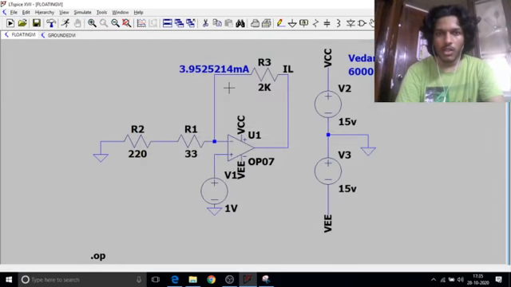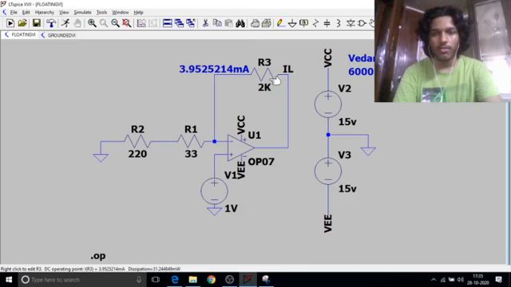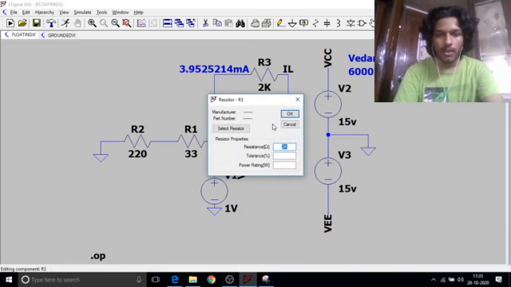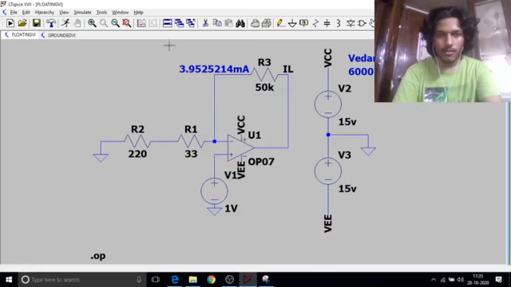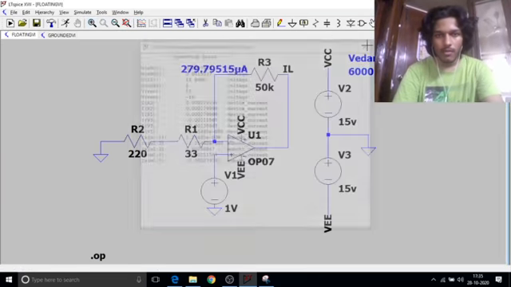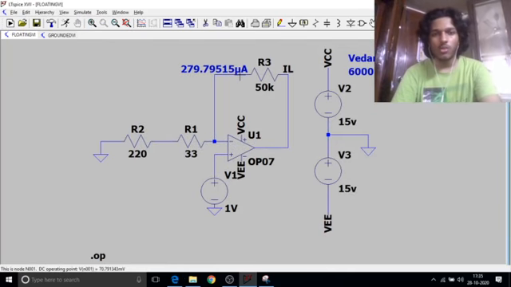According to our calculations, the value of IL should be independent of the load resistor. We'll now check that hypothesis. It is currently 3.95. I'll make the load resistor 50K and the value has changed to 279.795 microamperes. This is against what we had thought earlier.